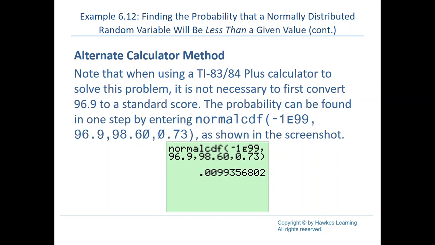And then instead of saying comma 0, comma 1, because those would be z values, we can switch it to our x values' mean, which was 98.6, and our x values' standard deviation, which was 0.73. You can see it here in that screenshot. Whether you have a TI-83 or 84, you can do this as well. But remind yourself that if you're using the x's, make sure you use the mean and the standard deviation for the x's. If you're using z's, then you have to use 0 and 1 for your mean and standard deviation. But do remember, the only way you can use the tables is if you actually use the z-scores.